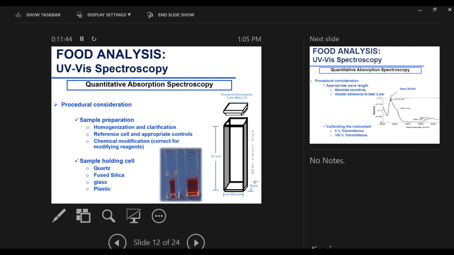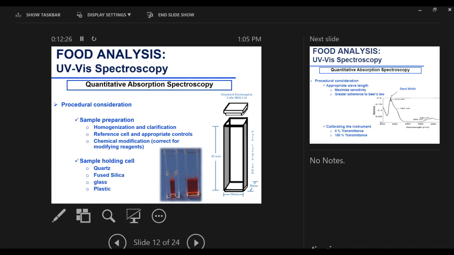Other considerations for procedure. Sample preparation. When you prepare the sample, it needs to be homogeneous. You don't want a dispersion. You want complete solubilization, a solution that is homogeneous. Also, you want your solution to be clear. Oftentimes we don't have a clear matrix, so we centrifuge, take the supernatant, and then measure absorption, because you don't want particulate in your sample. The particulate are going to scatter light. So: homogenization and clarification.